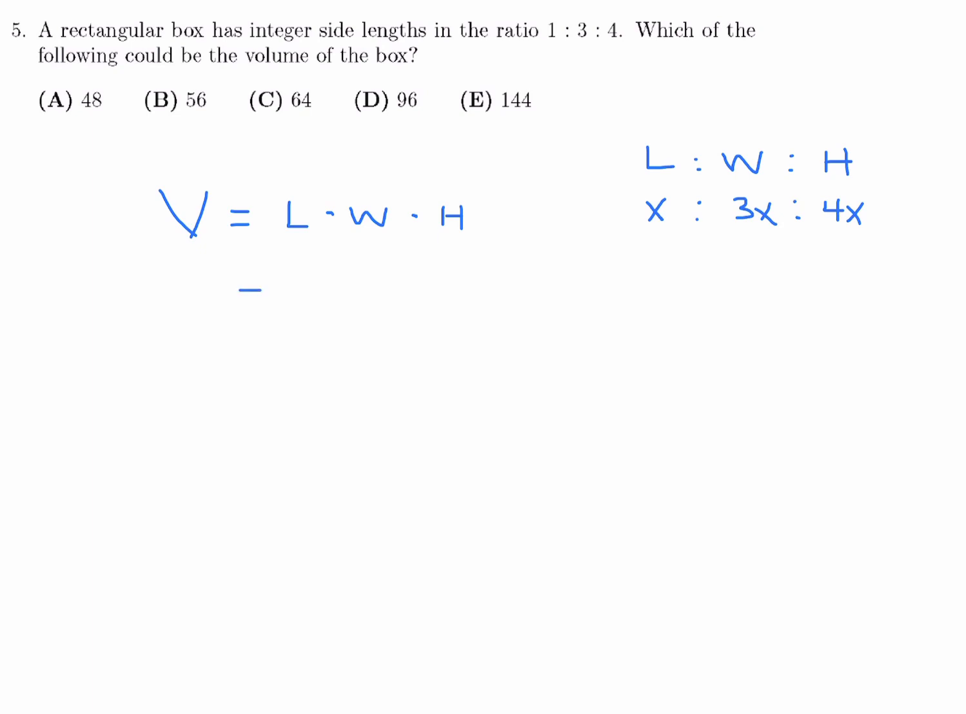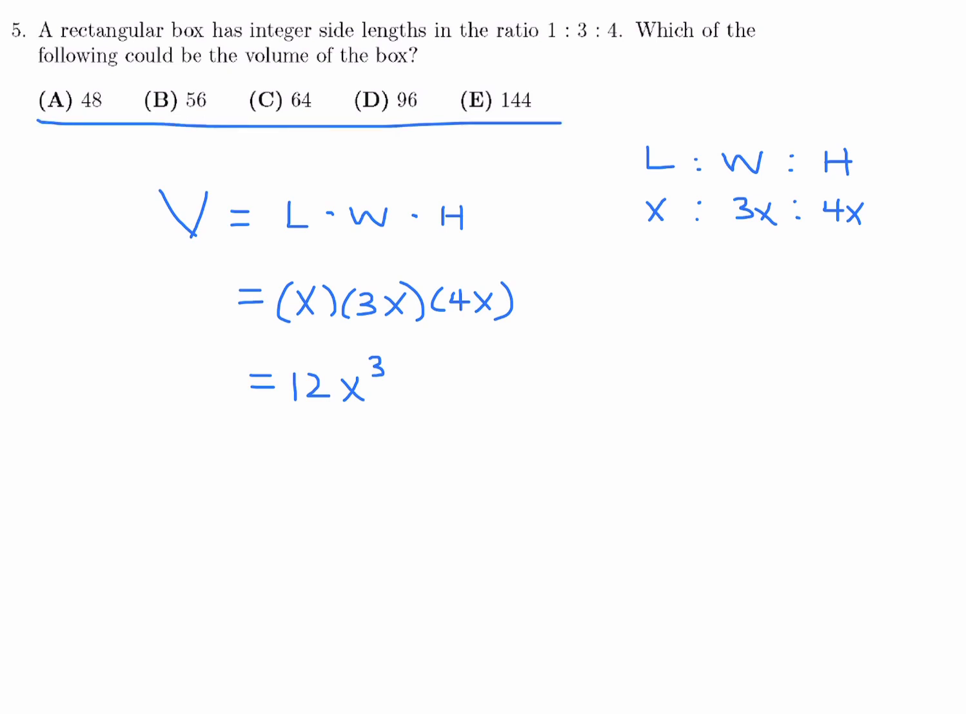Okay, so let's substitute those in. x, 3x, and 4x, and this looks like 12x to the power of 3. All right, so that's all we have now. We have to figure out which one of those. Well, that's not a number. I have my volume in terms of x. So we have to think about this a little bit. First of all, the volume has to be a multiple of 12, obviously. So which one of these are multiples of 12?